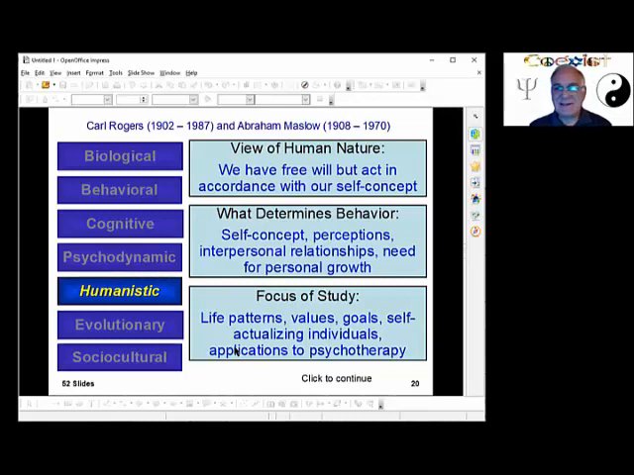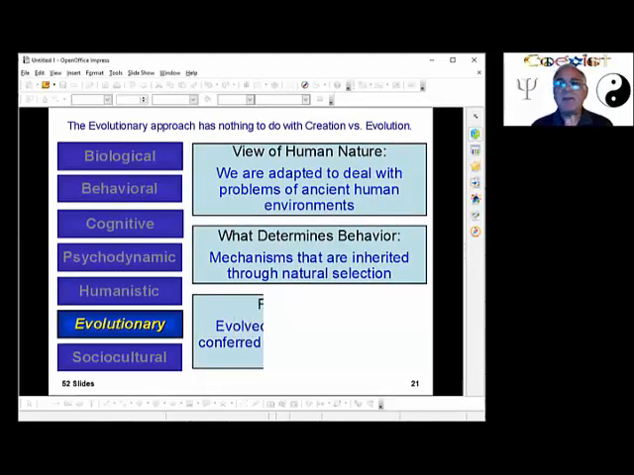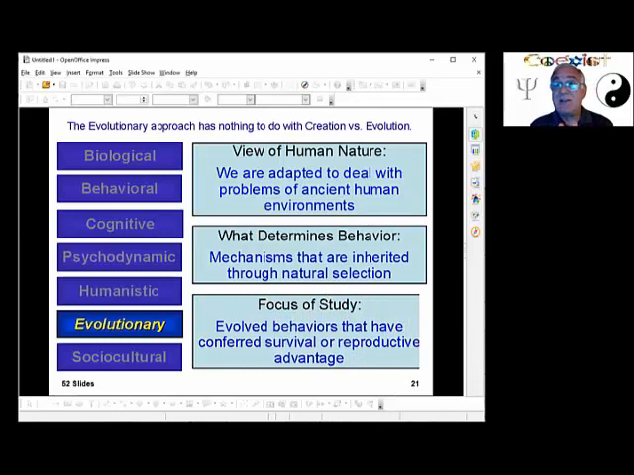That's the humanistic side. Now, the evolutionary side, I have a little bit of an issue with. This is not creation versus evolution. It's not about how we got here on Earth. It's about how we changed because we're on Earth. So don't feel like it is opposing your view of creationism. This is not about creationism. The way I talk about evolution, it's about we're here on Earth.